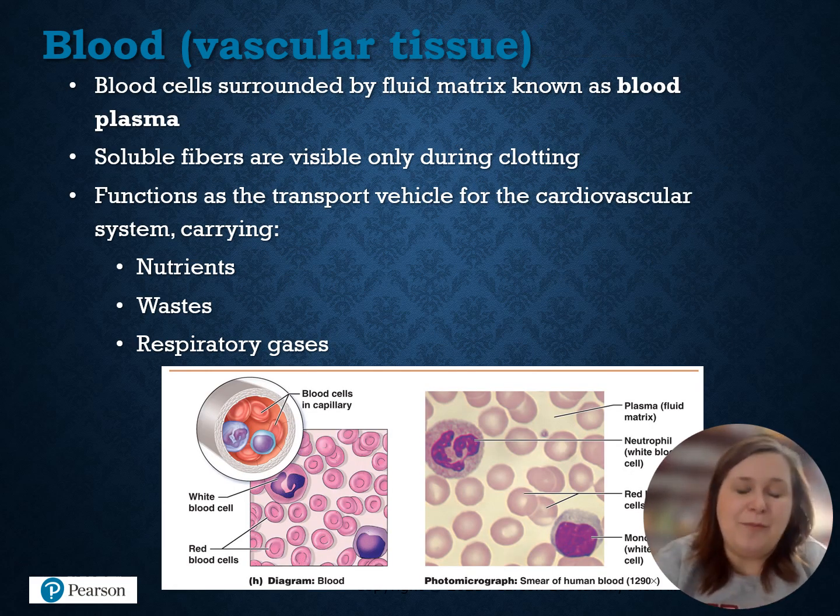So let's talk a little bit about blood. We also call this vascular tissue. So blood cells surrounded by a fluid matrix, known as plasma, is how we make up all of blood. The soluble fibers within blood are only going to be able to be seen during clotting. And the function of blood is primarily to act as a transport vehicle for the cardiovascular system. It's going to carry nutrients, waste, and respiratory gases.